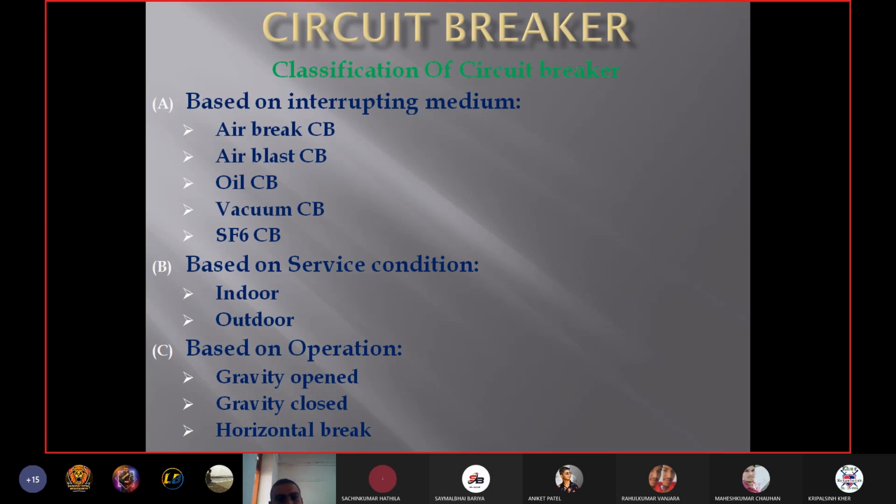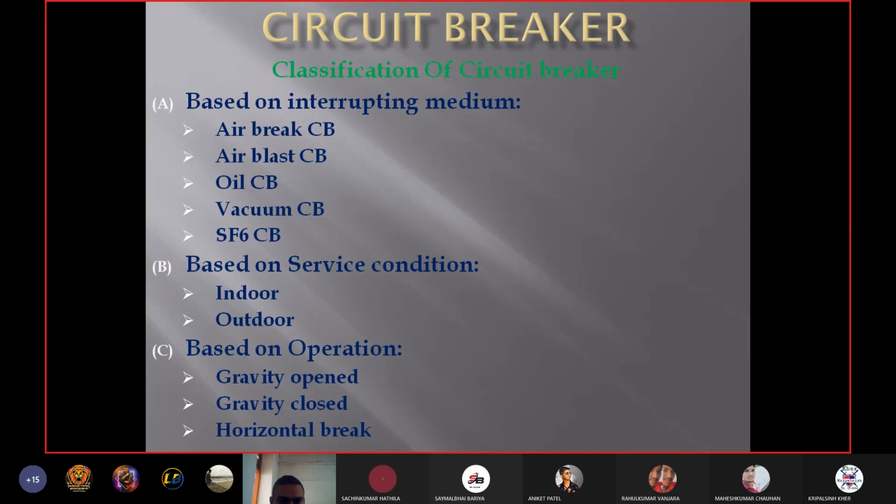Next circuit breaker is the oil circuit breaker. In the oil circuit breaker, we are using insulating oil to quench the arc. The oil is used for two purposes: one is to quench the arc, as well as to provide insulation. So here oil is used to quench the arc. That's why the name given is the oil circuit breaker.